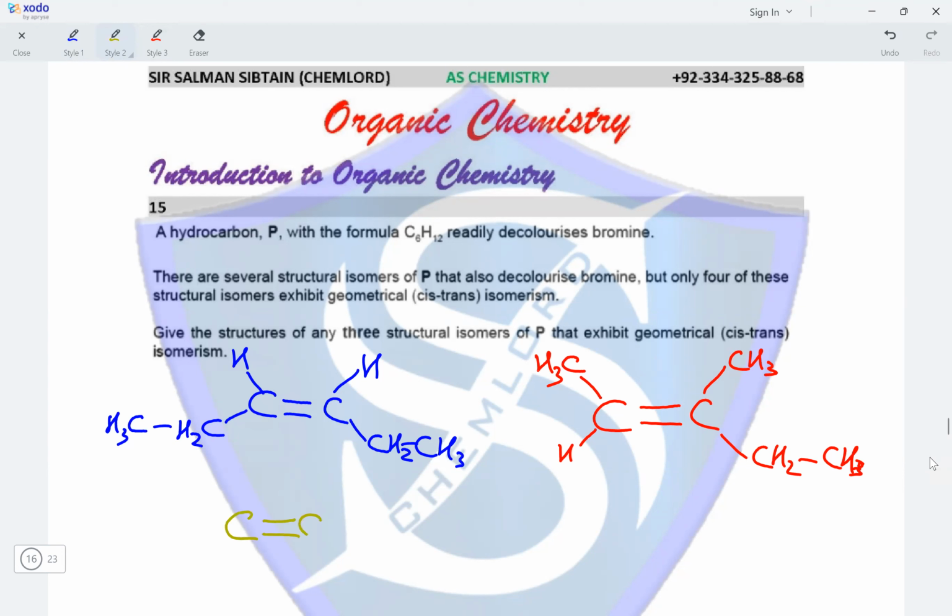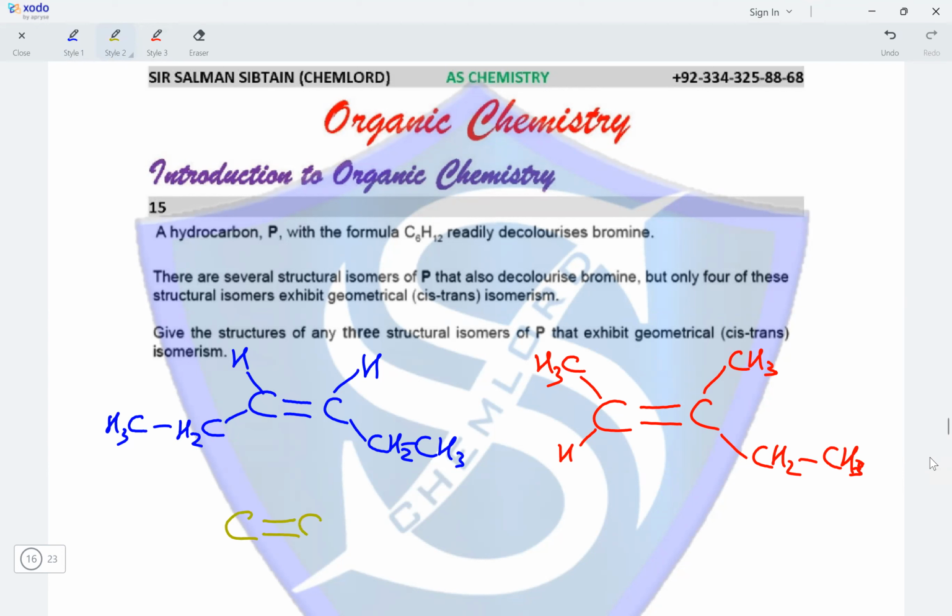One of these would have a CH3 group attached to it, and the other one would have a CH2, CH2, and a CH3 group attached to it as well. And since they said that there are four isomers that can show cis trans isomerism and they asked for only three, three of them have been shown. Let's work out the fourth one as well.